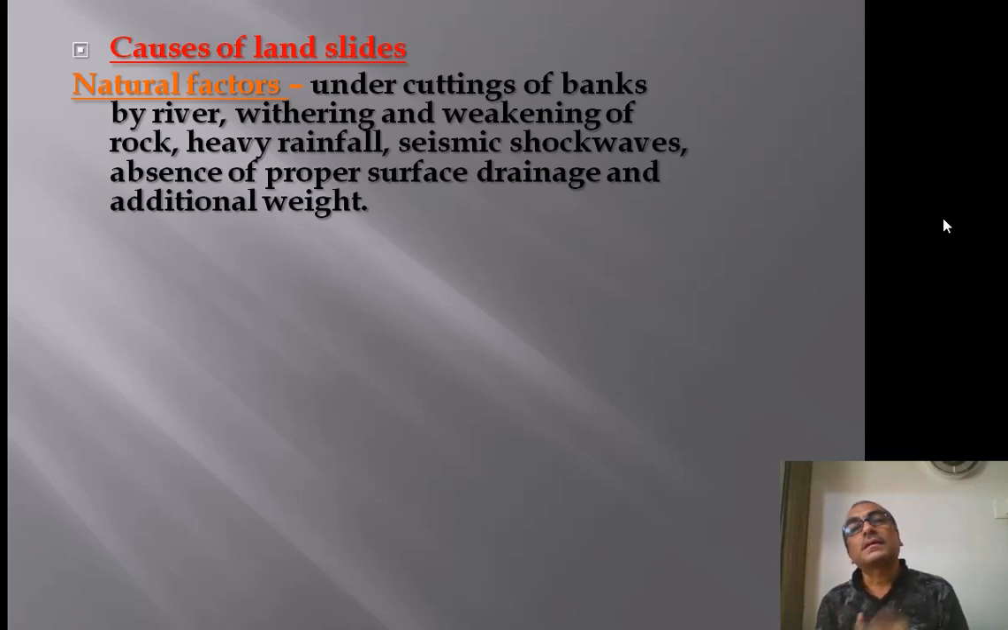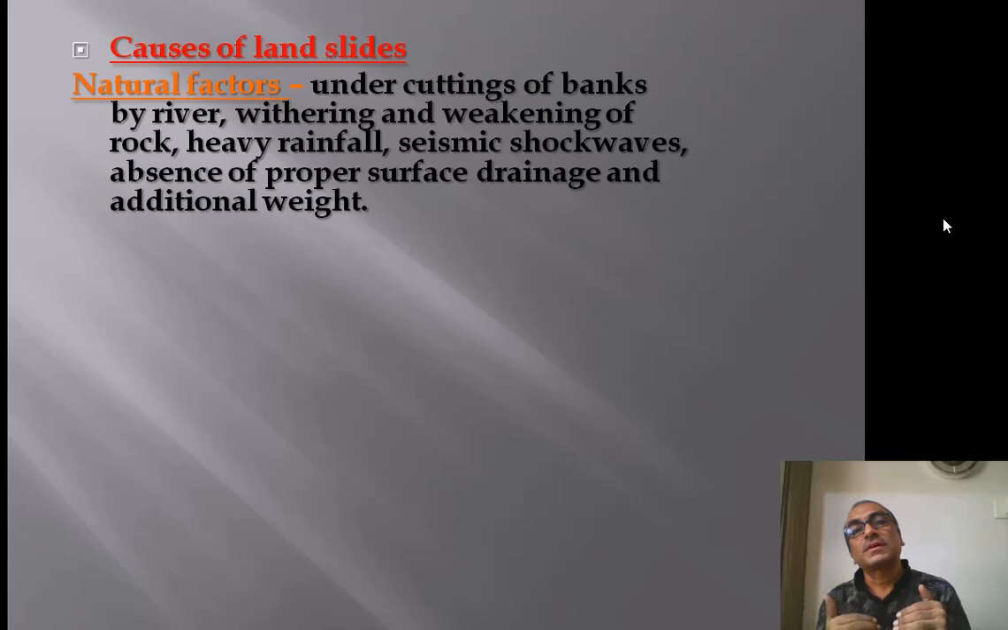And another cause given is absence of proper surface drainage and additional weightage. Now when the heavy rain is there and the mass of soil mixed with water in the form of mud is trickling down or flowing down with a speed, if this has to be properly channelized, proper drainage is there, so that it is not entering into the human habitation.